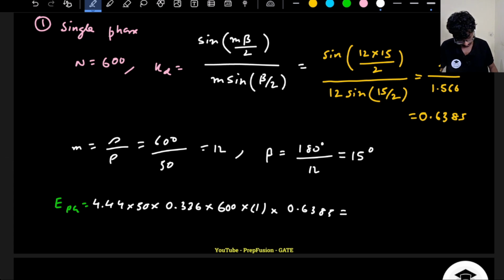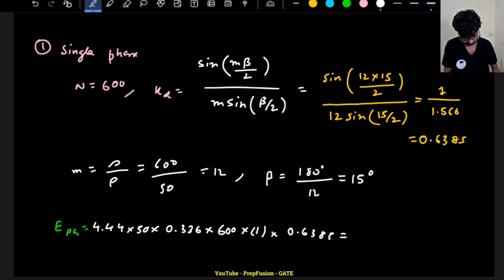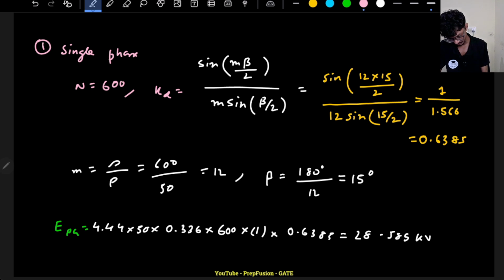So let me calculate this value. So this will be 4.44 into 50 into 600 into 0.336 into 0.6385. It comes out to be 28,000. So it's like some kilovolt. It's like a very high value. Some kilovolt it's coming, so 28.589 kilovolt. Okay, so that is the answer for the first one. Huge voltage it is coming, very high voltage.